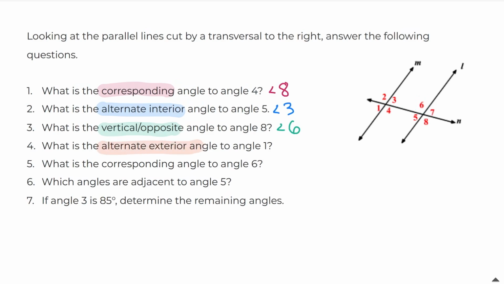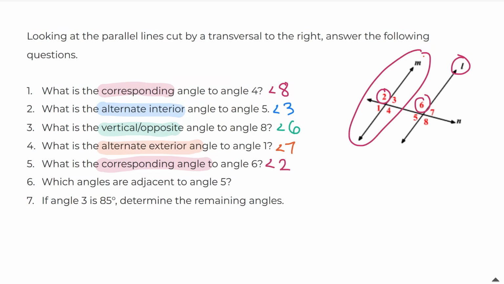Let's find the alternate exterior angle to angle 1. So angle 1 is on line M. The exterior angles on line L are 7 and 8, but we have to look for the one that's on the opposite side of the transversal, which means that this has to be angle 7. What is the corresponding angle to angle 6? So angle 6 right here is on line L. What angle is on line M that's in the same exact position? That would be angle 2, okay?